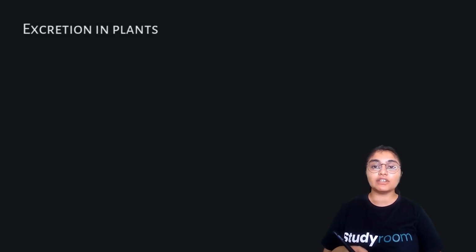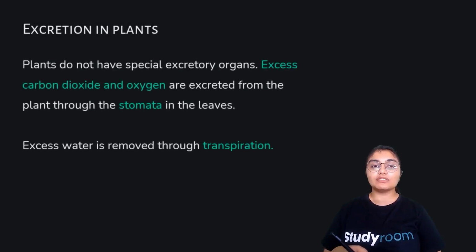Now, up till now, we were talking about the excretion in human beings. Now, we will be talking about the excretion in plants. Plants do not have a special excretory organ, but the excess of carbon dioxide and oxygen are excreted from the plant through the stomata in leaves.